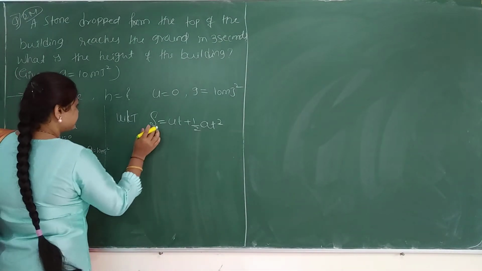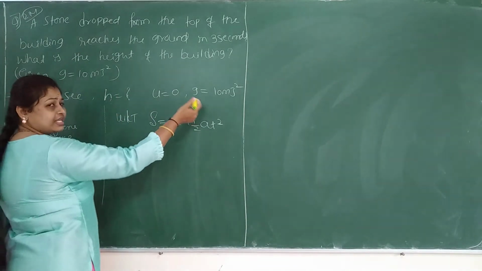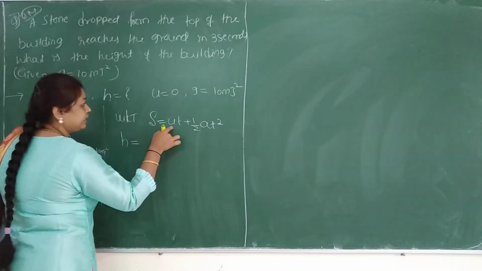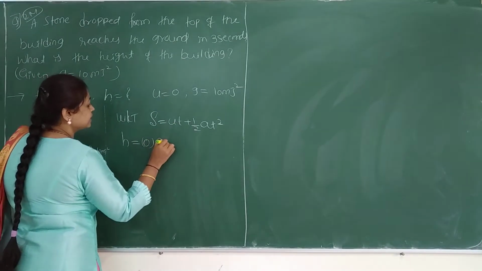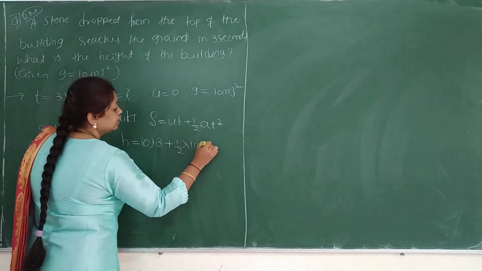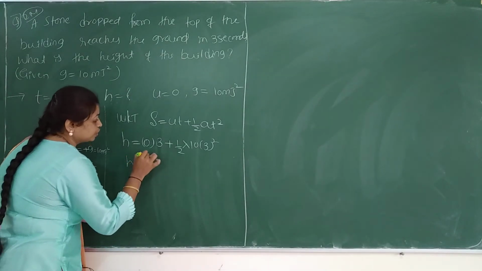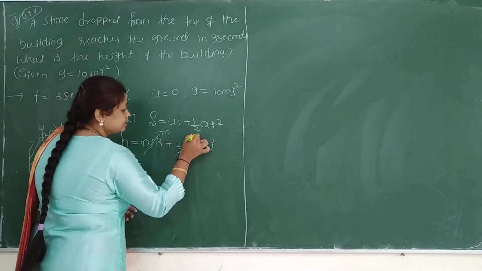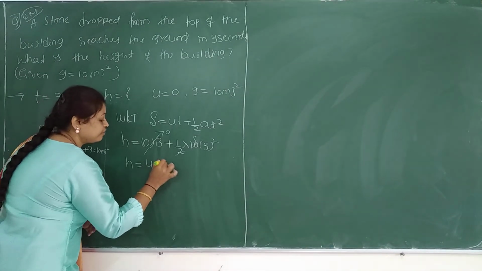So just substitute here. Instead of s, can you write h? Because they are asking for h. H, s, x are all the same only. So just replace s with h, and initial velocity is 0 into time. How much is it? 3 seconds, plus half as it is. The g value is 10 and t value is 3 square. 3 seconds they have given. Right, here h is equal to, this term will be 0, 0 into 3 is 0 only. Then here 2 ones are 2, 5 2s are 10, then 3 3s are 9, 9 5s are 45 meter.